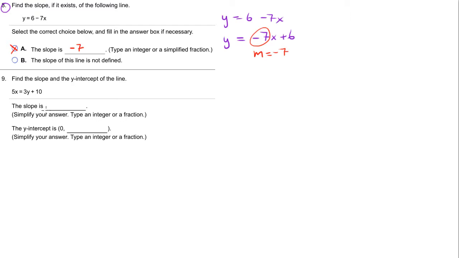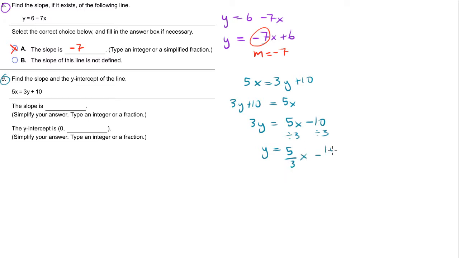Okay, so then for this one right here, number 9, I'm going to take 5x is equal to 3y plus 10, maybe rewrite that to be 3y plus 10 is equal to 5x, and get it into this form to find the slope. So 3y is equal to 5x minus 10. Y is equal to, divide by 3, that's 5/3 x minus 10/3. My slope is 5 divided by 3. My y-intercept is 0, negative 10 divided by 3.